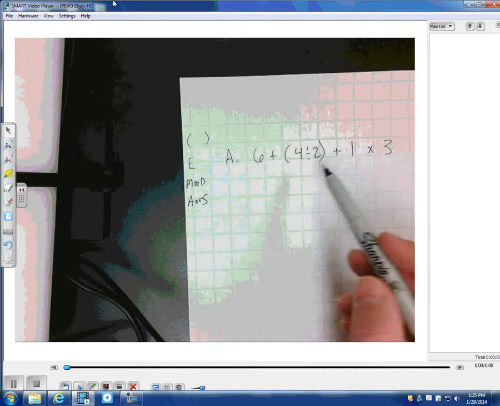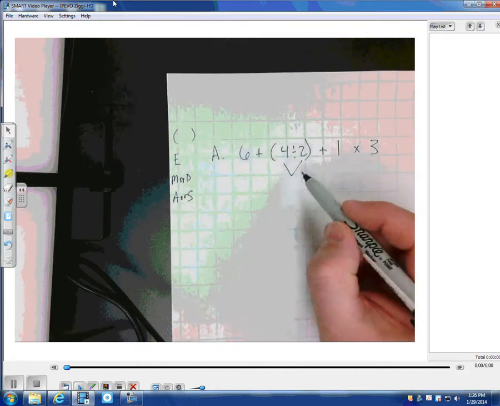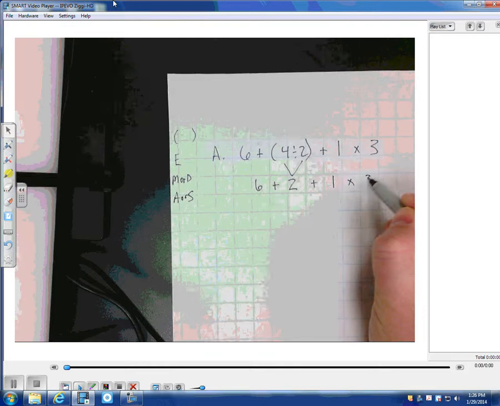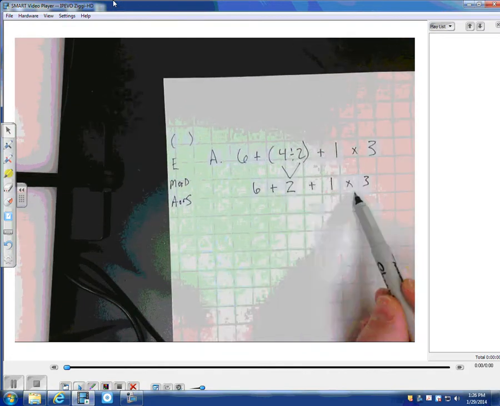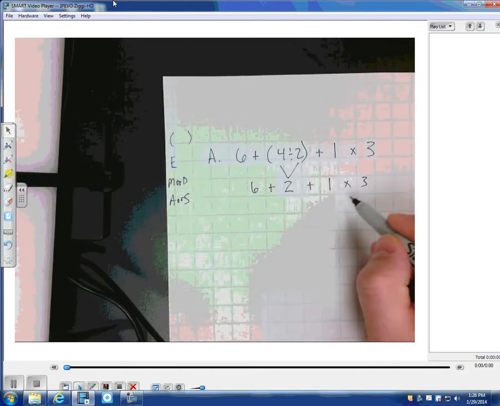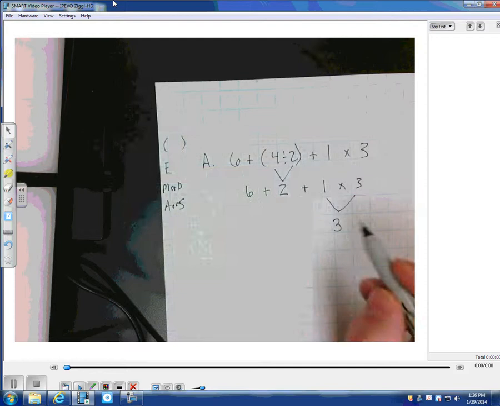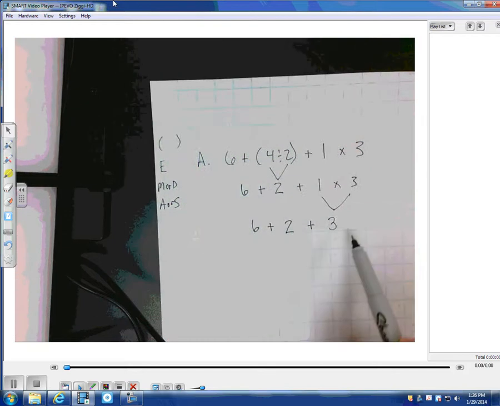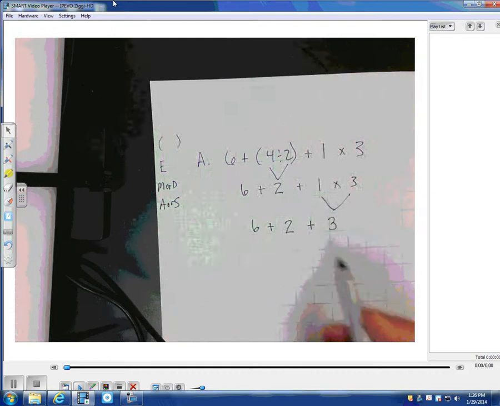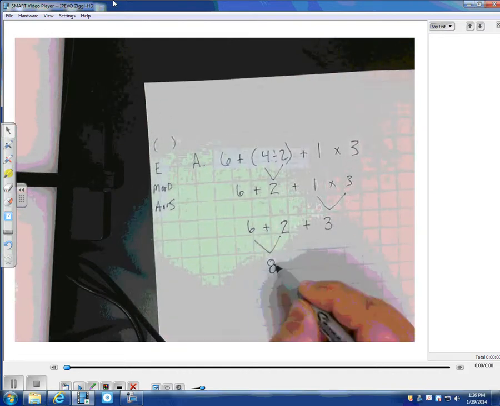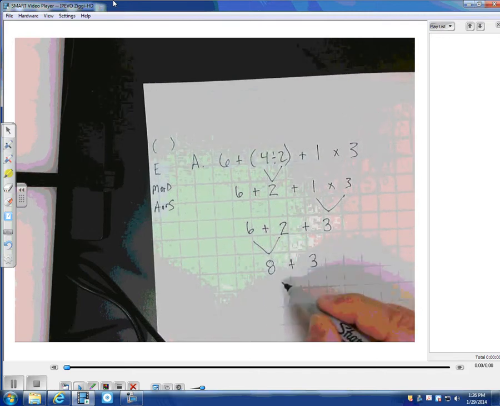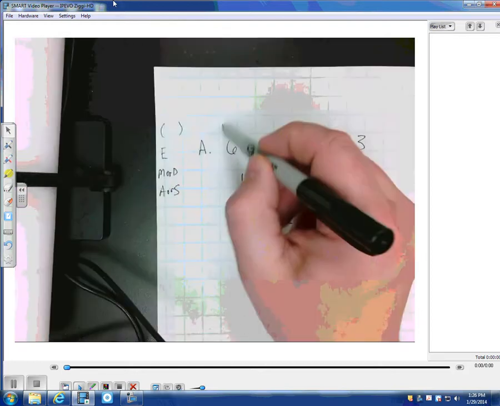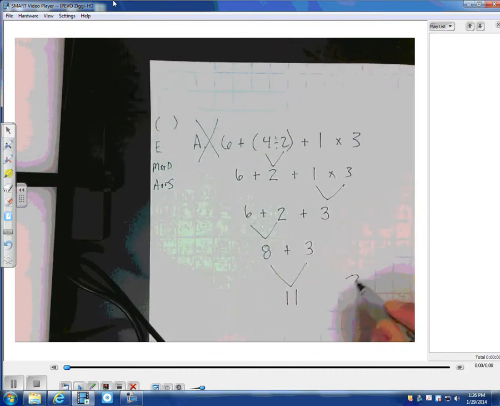Okay, so in this problem, I'm going to do my parentheses first. So 4 divided by 2 is 2. And remember, I always rewrite my problem. Now I have addition and multiplication, so I do my multiplication first. 1 times 3 is 3. Then I rewrite the problem. Now I have 6 plus 2 plus 3, and I always move from left to right. 6 plus 2 is 8. Rewrite my problem. 8 plus 3 is 11. So I know letter A would not be the answer, because they are looking for an answer of 2.